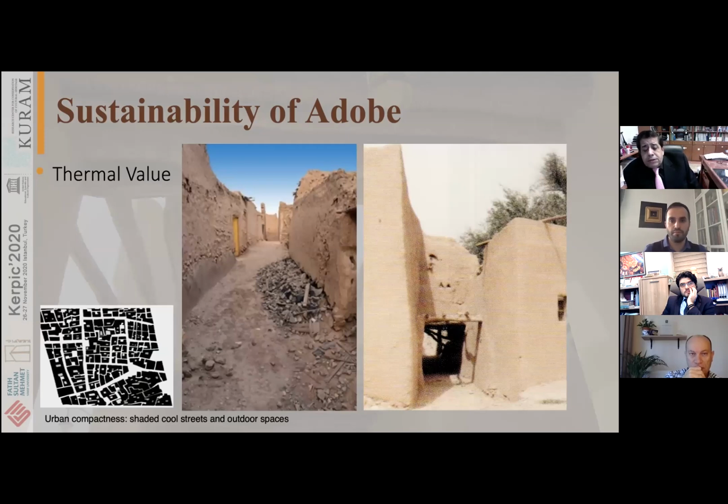Thermal values, both in the urban scale as well as the architectural scale. Because of the urban compactness of adobe settlements, the streets are shaded and cool. The same goes for outdoors, and it's a very pleasant, very human environment and atmosphere.